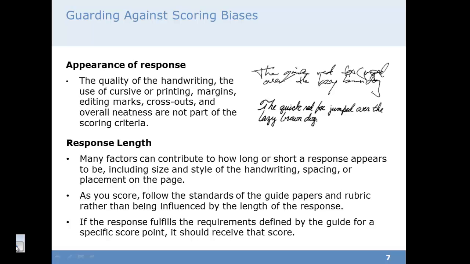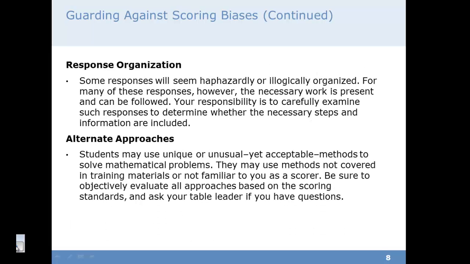As we score, we need to follow the standards of the guide papers and rubric rather than being influenced by the length of the response. If the response fulfills the requirements defined by the guide for a specific score point, it should receive that score. As we go through the guide papers and practice sets, you will notice that there are some papers that really require the scorer to carefully examine the student's work to figure out where they started and how they worked through the problem. As you score papers, it is your responsibility to carefully examine such responses to determine whether the necessary steps and information are included.